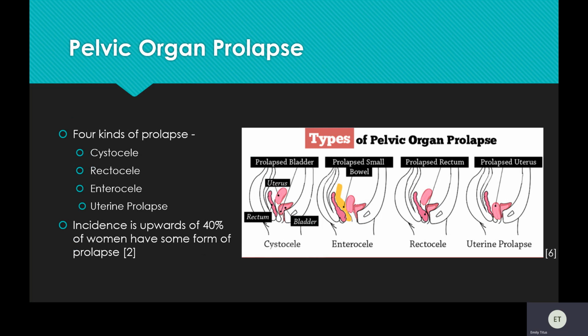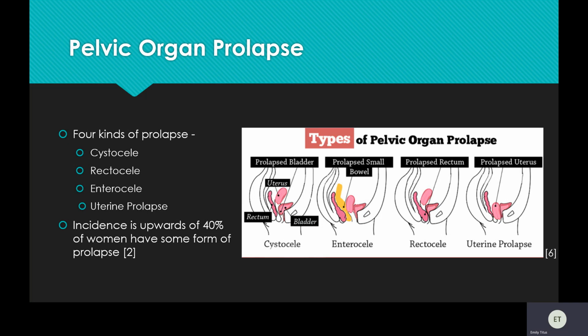So in terms of pelvic organ prolapse, there's 4 different types, as you can see based on this photo here. So you have a cystocele, which is very common, where the bladder begins to fall out through the vaginal opening. You have an enterocele, where it's your small intestines that are pushing through. Then you have a rectocele, where it's your large intestines and your rectum. And then you have a uterine prolapse, where your uterus begins to drop.